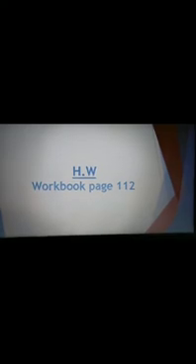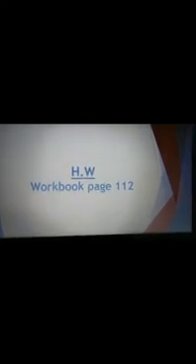With this example, we end our math period for today. Your homework is to do page 112 in the workbook.